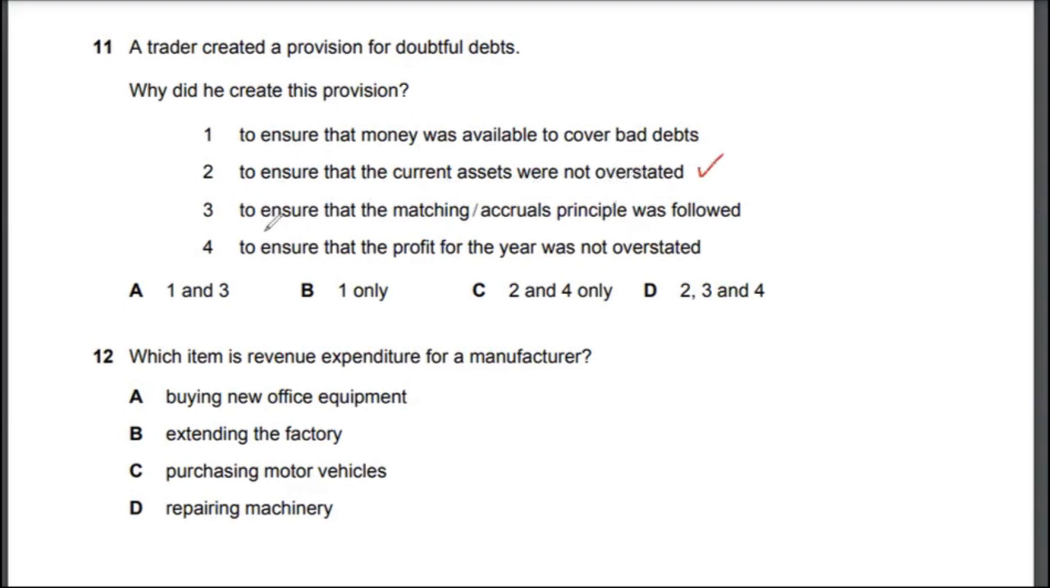To ensure that the current assets were not overstated. That is actually correct. To ensure that the matching accrual principle was followed. That is also correct. To ensure that the profit for the year was not overstated. That is also correct. So the correct answer to multiple choice 11 would be option D, which is 2, 3, 4. Statements 2, 3, 4 are actually true, and D would be the correct answer.